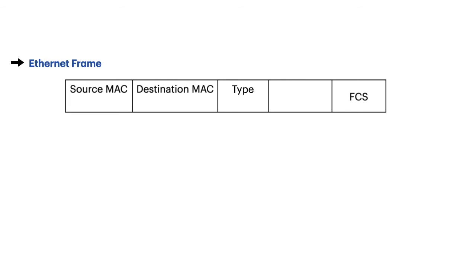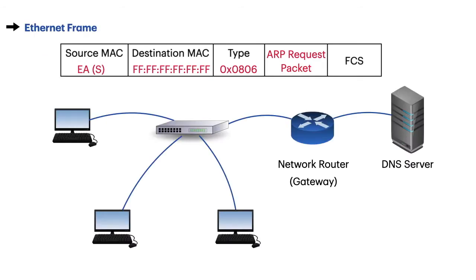Now the ARP request packet is encapsulated in an Ethernet frame, where the type field indicates that the data carried by this frame is the ARP packet. It is set to 0806 in case of address resolution protocol. The source MAC address is the computer's Ethernet address and the destination MAC address is the Ethernet broadcast address, because the Ethernet address of the gateway router is unknown.